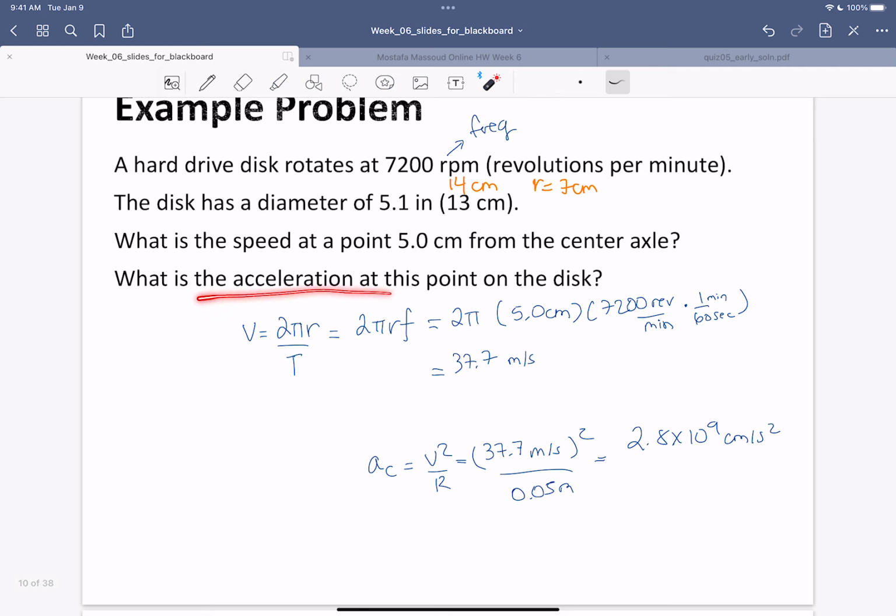And then they're also asking us for acceleration at this point on the disk. So for speed, we have this equation, 2 pi r over t, or 2 pi r times frequency. So we have 2 pi, our radius that we're interested in, and our frequency directly. There's no point in trying to convert frequency to period using the frequency equals 1 over t equation. You can just plug this in. The only thing you have to adjust is to make sure that everything is in meters per second at the end, preferably, unless the problem asks you to have it in different units, but usually it's going to be meters per second.